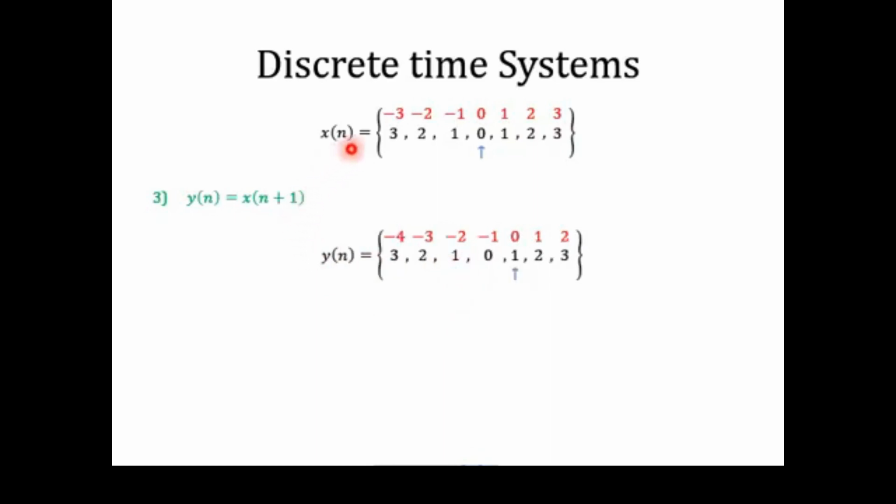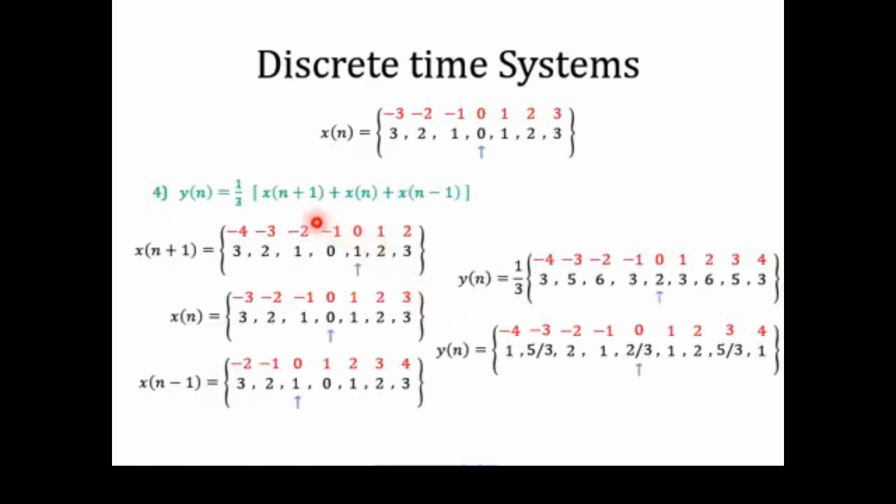Similarly, when this x of n will be passed through a unit advance system, the y of n sequence will be equal to this one, where this origin or reference point has been shifted towards right by 1 sample. Now let's come to the moving average system, in which we have to add the respective values of x of n plus 1, x of n and x of n minus 1. So this is x of n and this is x of n plus 1 and x of n minus 1.